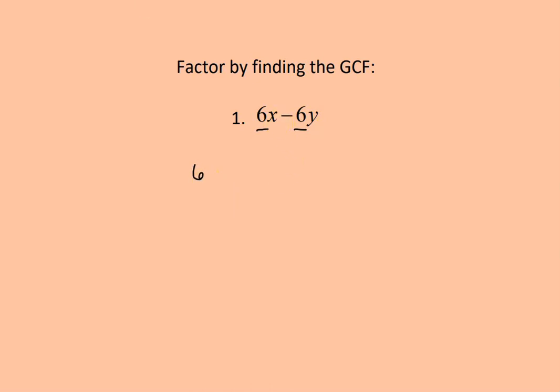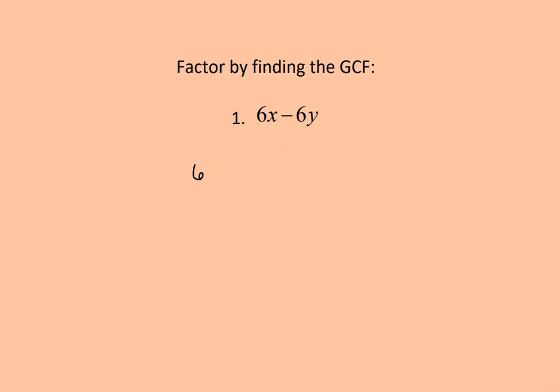Now let's look at the variables. If I look at the variables, I have an x and a y. Well, those are not common. They're not the same. So that will not be included in my greatest common factor.